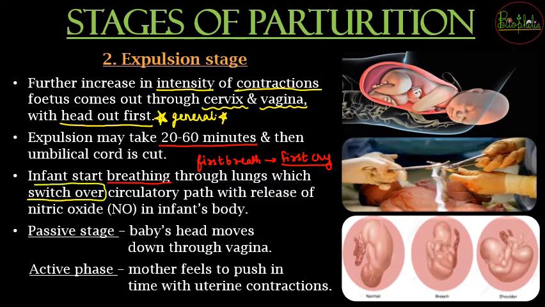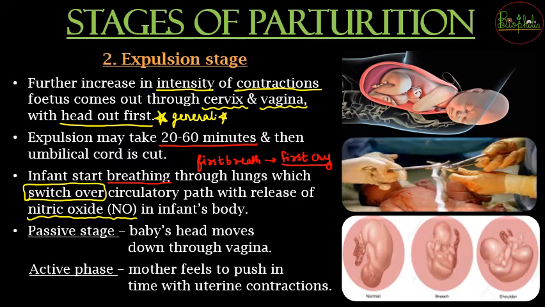That switching over of the circulatory pathway is very important, and it is going to be initiated because of nitric oxide. So nitric oxide will now let the baby know that you have come out of the womb, now you need to start using your own lungs. That message is going to be told by the nitric oxide, and that is going to stimulate the switch over and the start of using the lungs.